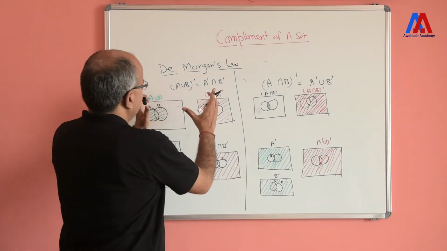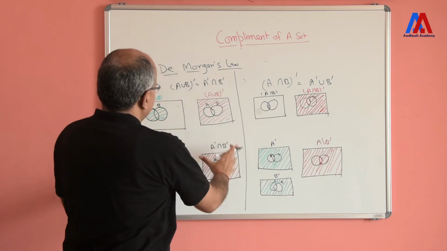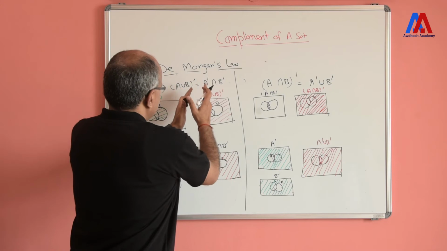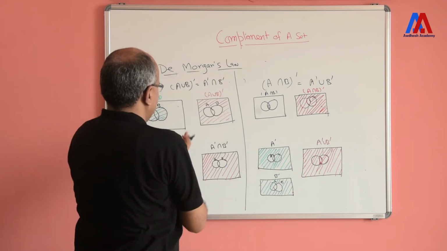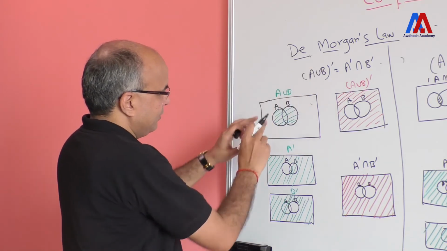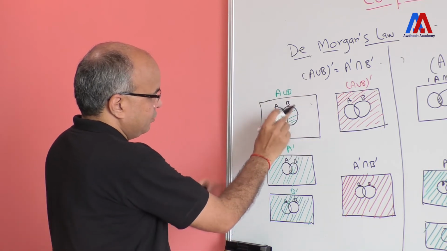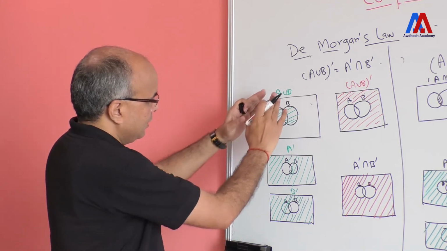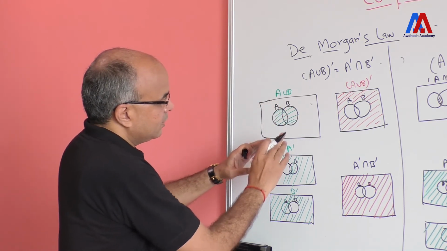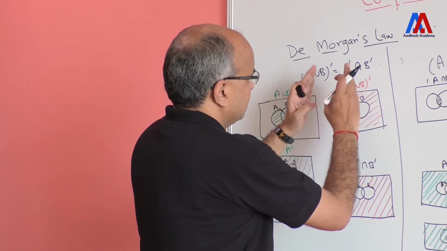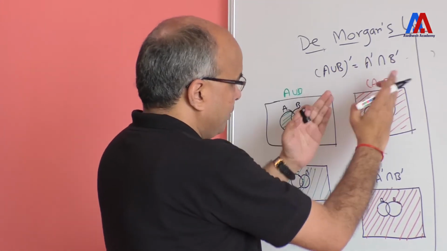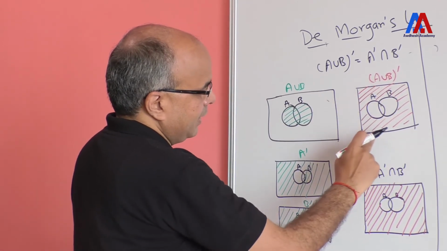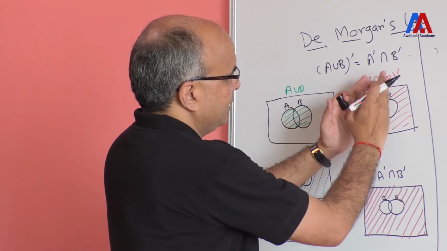Now let me explain De Morgan's law with the help of a Venn diagram. The first law says (A union B) dash is equal to A dash intersection B dash. Now let's see what A union B is. When we are talking about A union B, it is represented by this green shaded area. Now if we take the complement of this, you exclude that area and the remaining area, which is shown in red, is (A union B) dash.